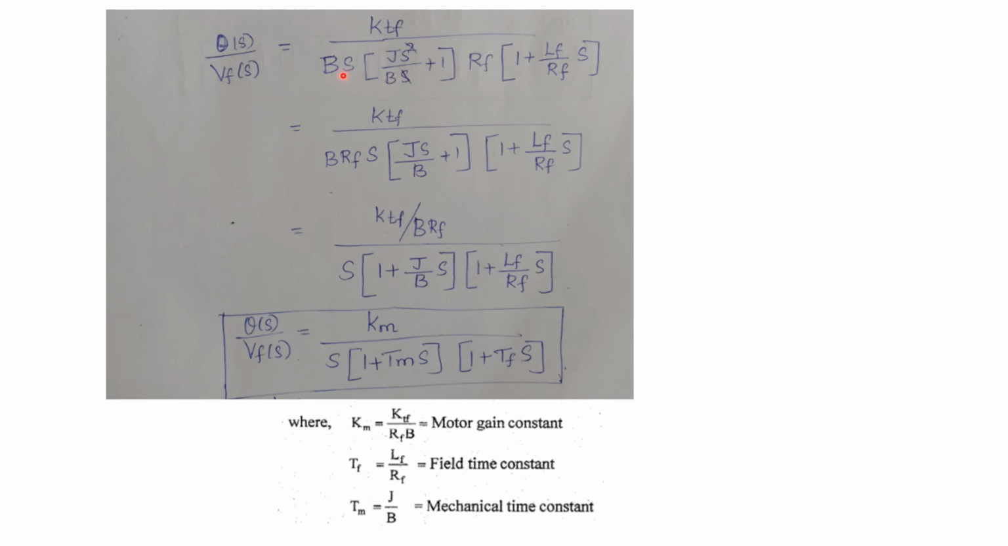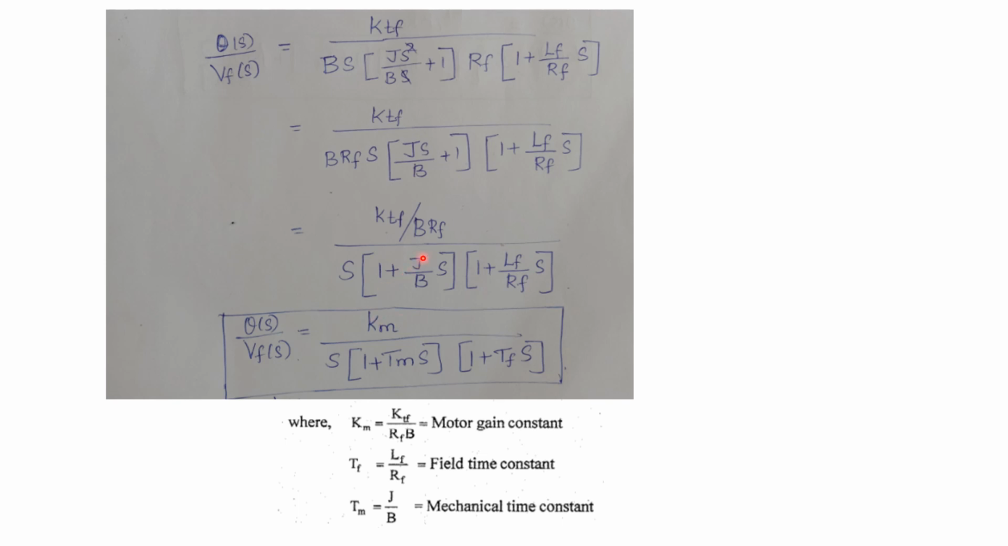So if you are taking BS outside, then it will be J S square divided by BS plus 1. Then if you are taking RF outside, the remaining term will be like this. Now what we have to do, except this S term, that is the frequency domain term or the Laplace variable, we have to bring all the terms to the numerator. B into RF should be brought to the numerator. So in the denominator we will be having S into 1 plus J by B into S into 1 plus LF by RF into S.